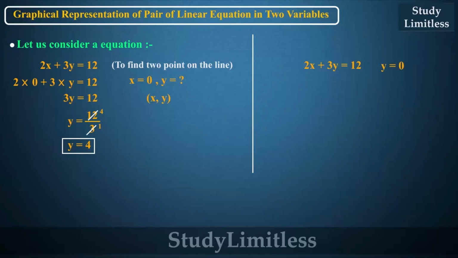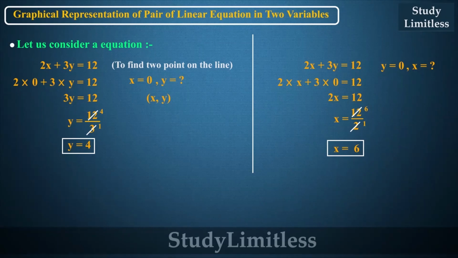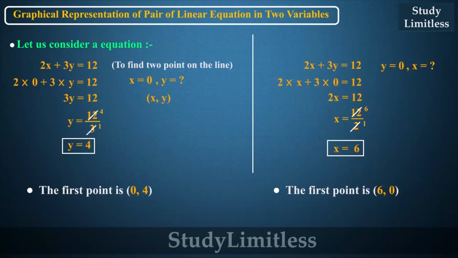Similarly, let us consider y as 0 and find the value of x. When we consider y as 0, the equation would be 2 into x plus 3 into 0 is equal to 12. So the equation would be 2x is equal to 12. Therefore, x is equal to 12 upon 2. We know that 2 into 1 is 2 and 2 into 6 is 12. Therefore, x is equal to 6. Now we have found out 2 points on the line. The first point is (0, 4), and the second point is (6, 0).